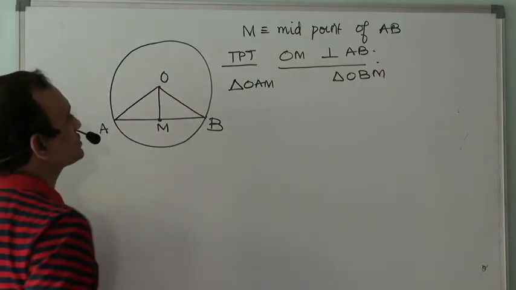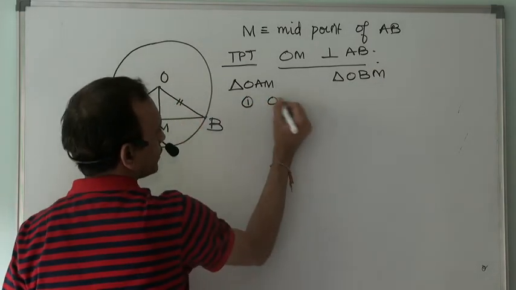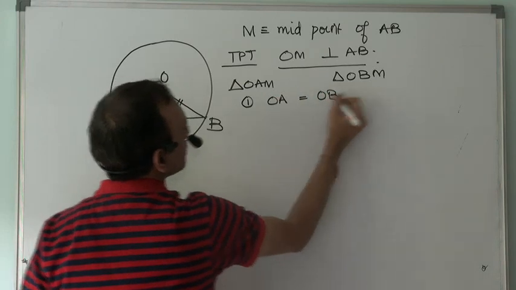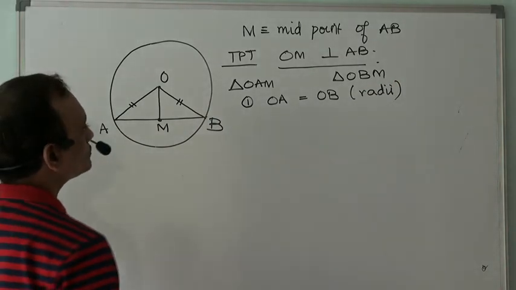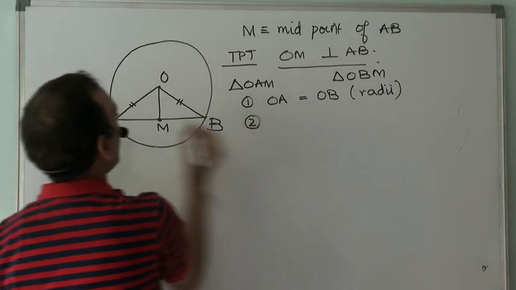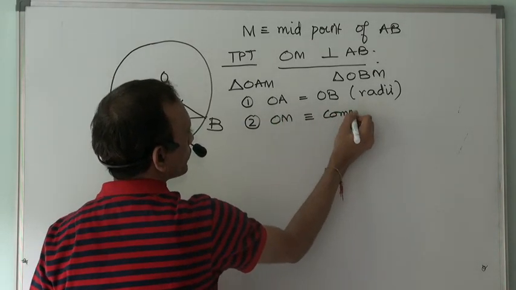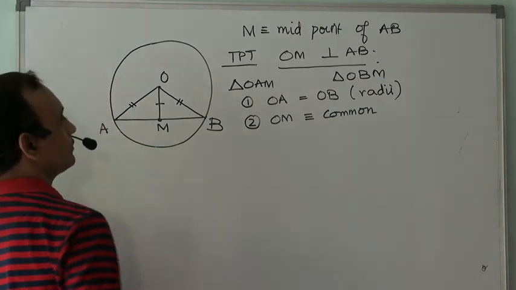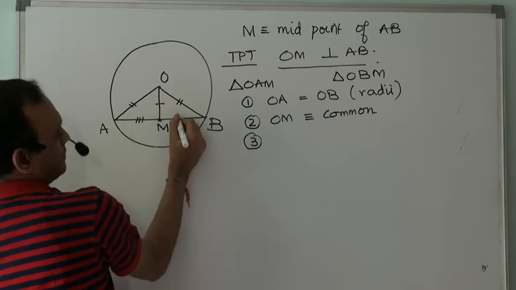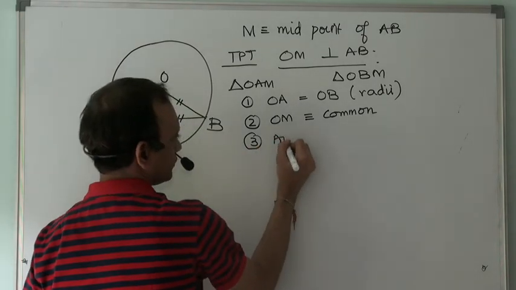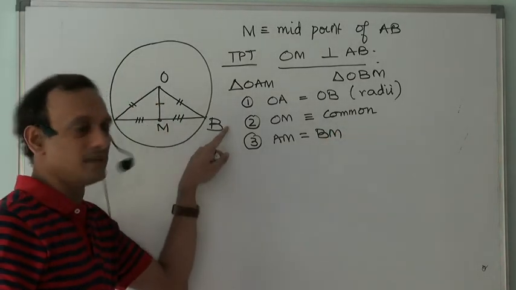Now, in these two triangles, realize number one, OA and OB are equal. OA equals OB. Why so? Because they are the radii of the same circle. Also, OM is common to both the triangles. The third, AM must be equal to BM. Why so? That's given. AM is BM because M is the midpoint of AB.